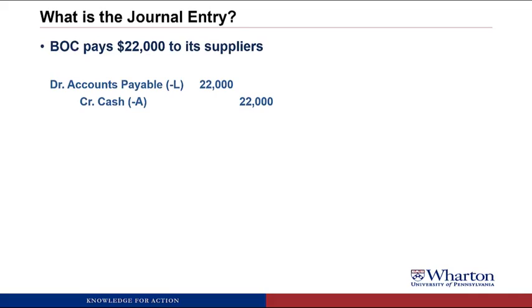Cash, of course, has a debit balance. If we want to reduce it, we credit cash for $22,000. And this, by the way, is the journal entry you're going to do anytime that you pay cash to reduce a liability. Debit the liability to reduce it, credit cash to reduce it.